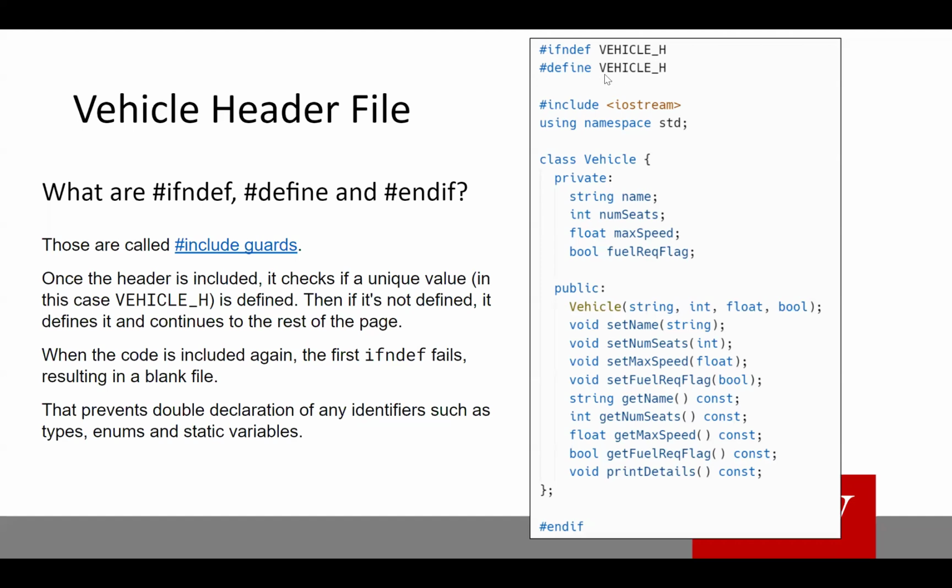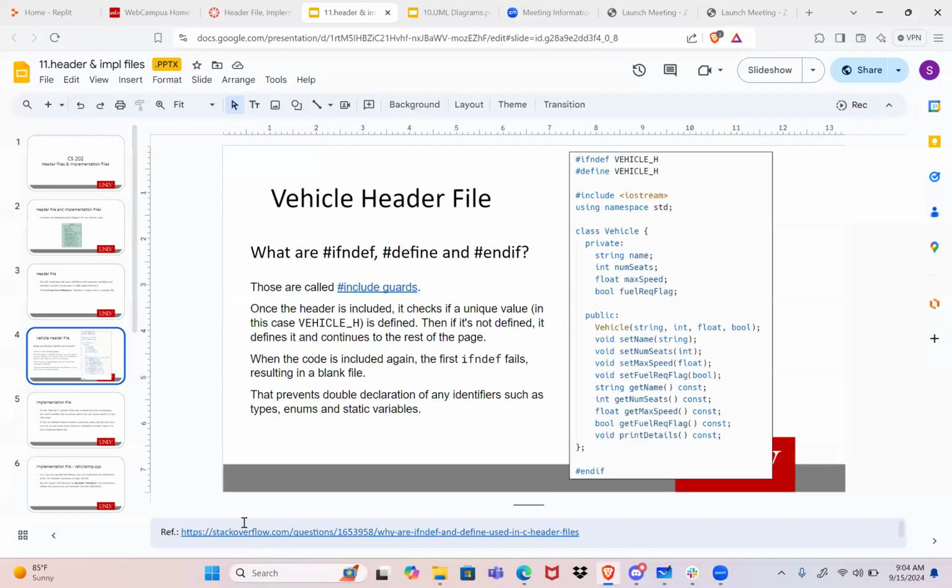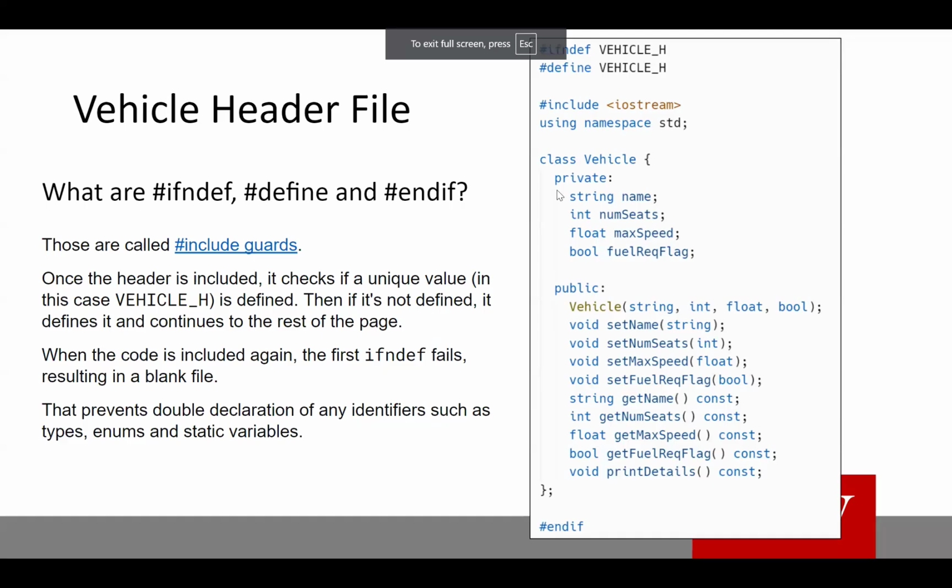The way I'm defining vehicle_h is that it should contain all these, or this is how the class should look. I've also added a reference to a Stack Overflow discussion, which is very helpful. Please go through it. To avoid multiple imports of vehicle.h and subsequent issues, we are saying that if you do not find this definition, vehicle_h, then I'm defining it here, and this is what the definition of vehicle_h should be.